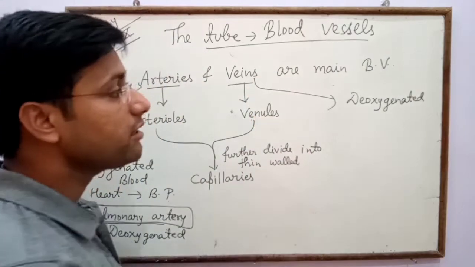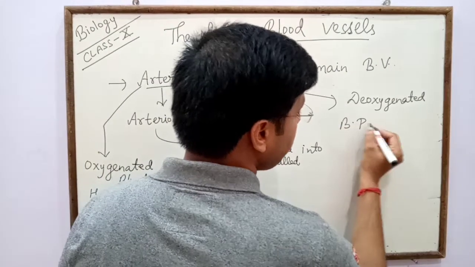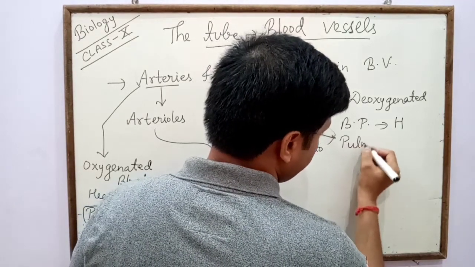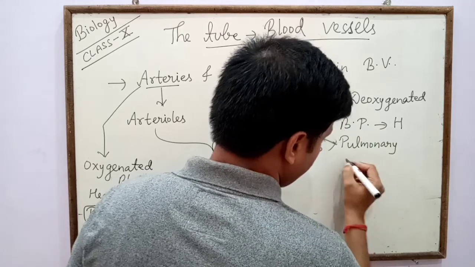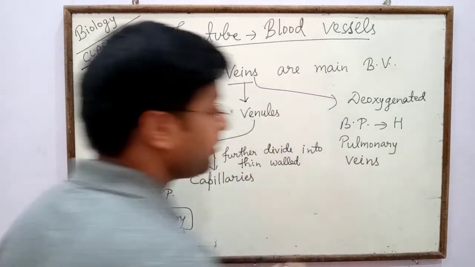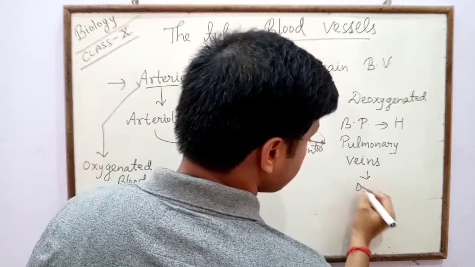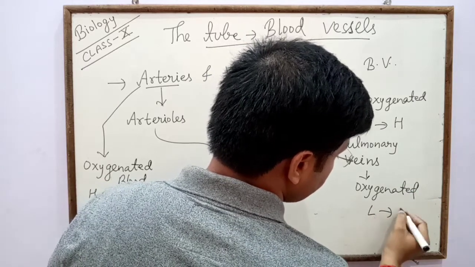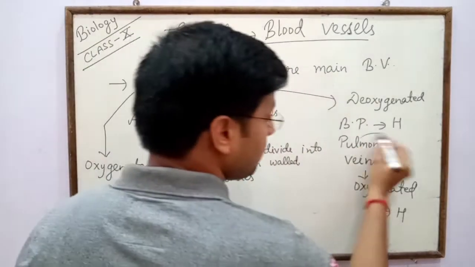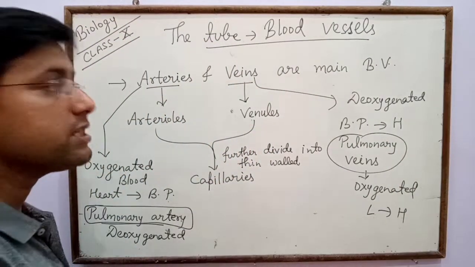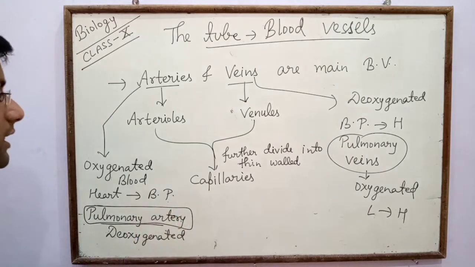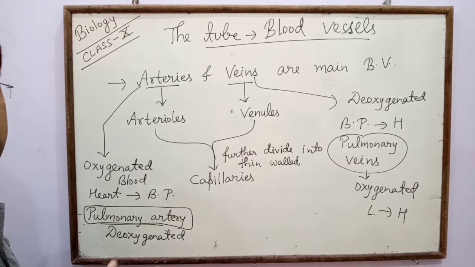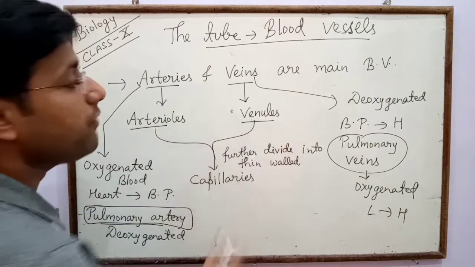So all the veins carry deoxygenated blood from body parts to the heart, except the pulmonary veins, because pulmonary veins carry oxygenated blood from the lungs to the heart. So except the pulmonary veins, all the veins carry only deoxygenated blood, and except the pulmonary artery, all the arteries carry oxygenated blood. Arteries and veins divide into arterioles and venules.